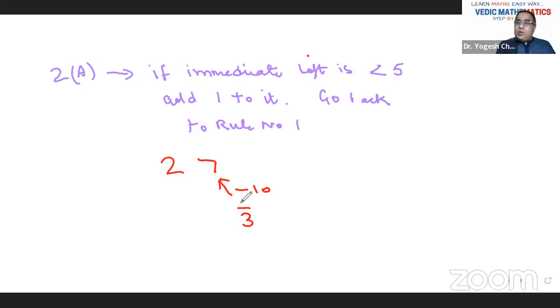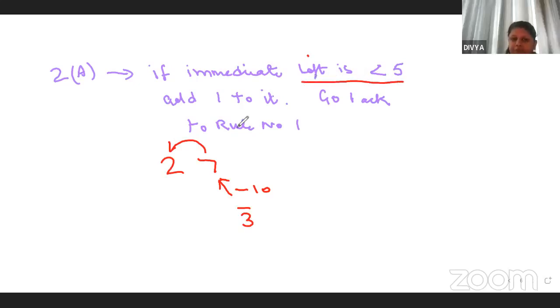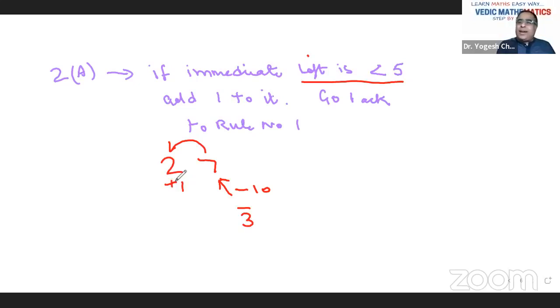Now, after rule number 1, I move to the immediate left. What is this? It is less than 5. So what to do? Add 1 to it. So if I added 1, it became 3. So a normal number 27 can be written as vinculum 2 3 bar. Is it clear? Yes, sir.